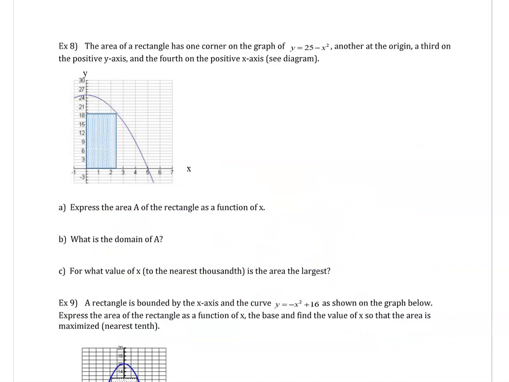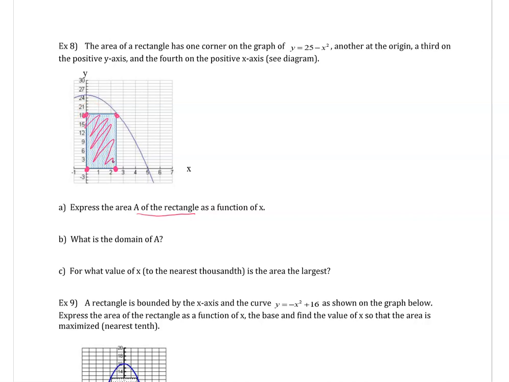Now, the next problem is a little bit of a different type of modeling. I have a rectangle that is underneath a parabola. It says the area of a rectangle has one corner on the graph of y equals 25 minus x squared, another at the origin, a third on the positive y-axis, and a fourth on the positive x-axis. Express the area of the rectangle as a function of x. Now, what I want you guys to understand is that this is just one possible rectangle that could be created.